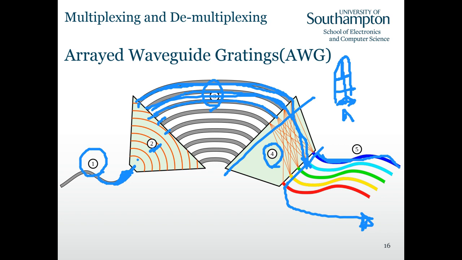So how does the multiplexer work? Basically, input different wavelengths from here and they travel backwards. This is how the multiplexer works. If we travel this way, this is the multiplexer.